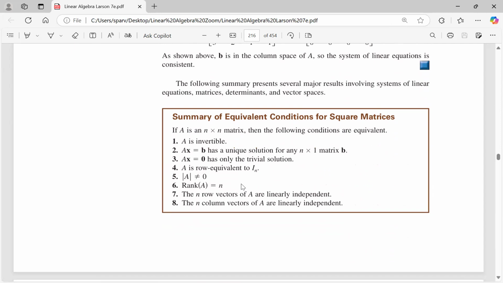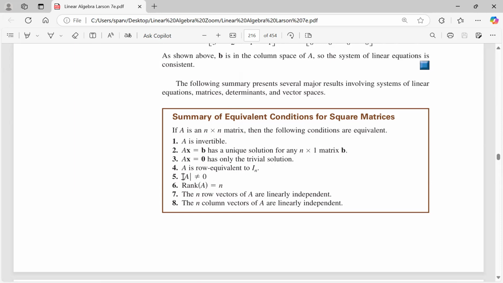And I think this is the last thing about this section. We had a summary of equivalent conditions before, right? We've seen these before. As we go through, we keep adding to this. All of these conditions mean the same thing. When we say A is invertible, that means the system AX = B has a unique solution. That means AX = 0, the homogeneous system, has only the trivial solution. That means A is row equivalent to the identity matrix. When you do Gauss-Jordan, you get 1, 0, 0, 0, 1, 0, 0, 0, 1. That's what you're going to get.